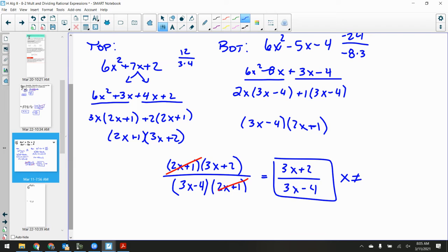Okay, basically, I'm asking this. Solve that. Right? I want to solve that. That is what's going to make the denominator equal to 0. So 3x minus 4 cannot equal 0, and 2x plus 1 cannot equal 0. Well, the solutions of that, add the 4, divide by 3. x is not equal to 4/3, and x is not equal to negative 1/2.